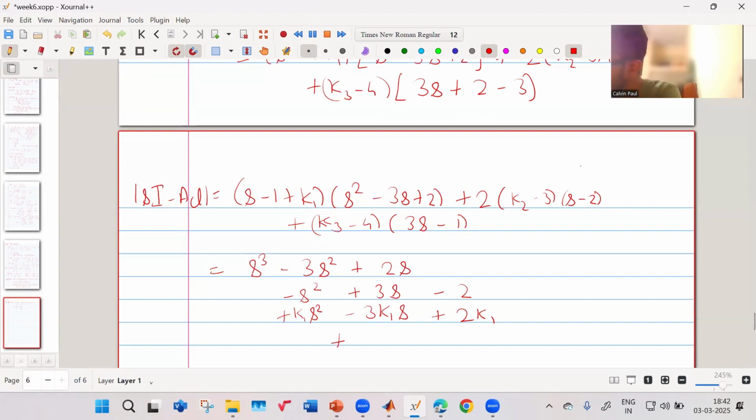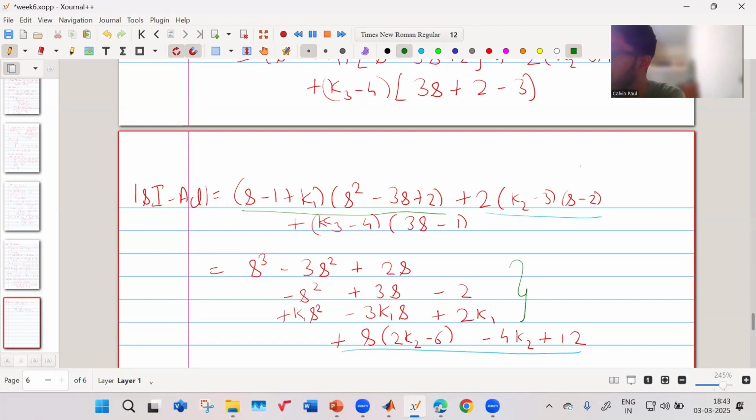Plus s times (2K2 − 6). I've just multiplied this entire thing, 2K2 − 6, and it is 2K2 − 6 multiplied by −2, so that would be −4K2 plus 12. Okay, so this is the computation for this part; this part is this entire part.